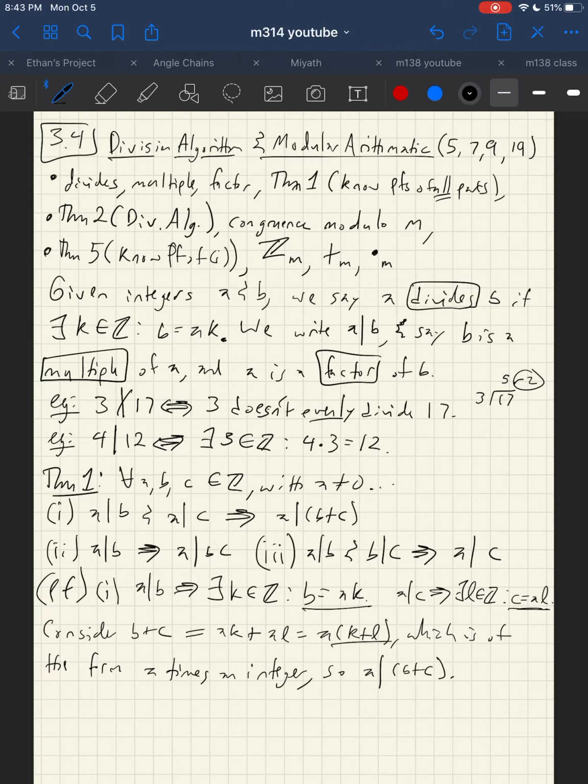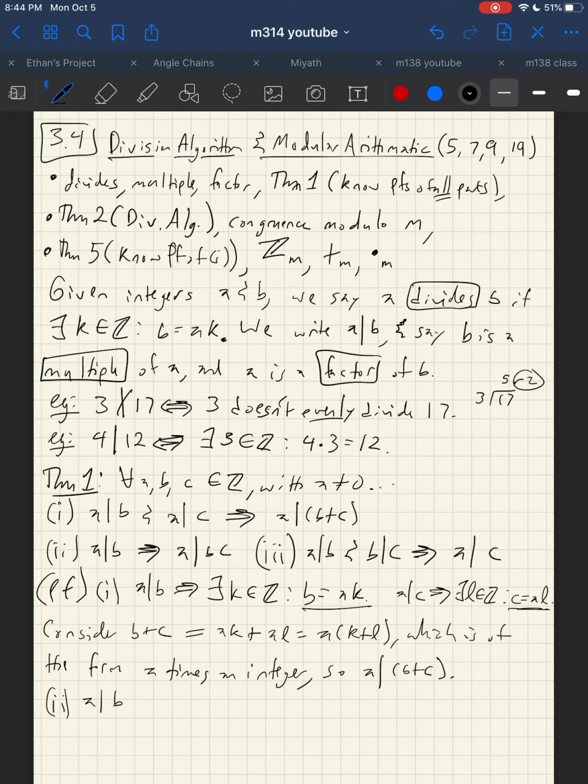Now, how do I know that k plus l is an integer? That's because the integers are closed under addition. That's an axiom that we accept about the integers that I'm not being super specific about. But remember, it matters that k plus l is an integer, but maybe k divided by l is not an integer. Okay, let's try to do part 2 now.